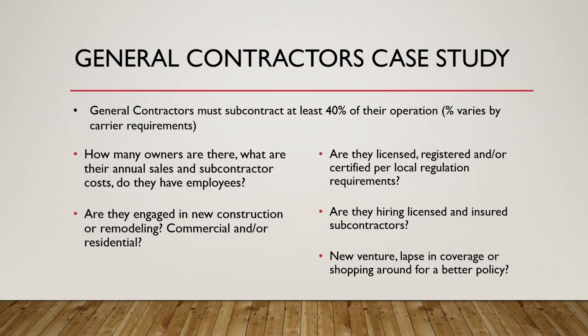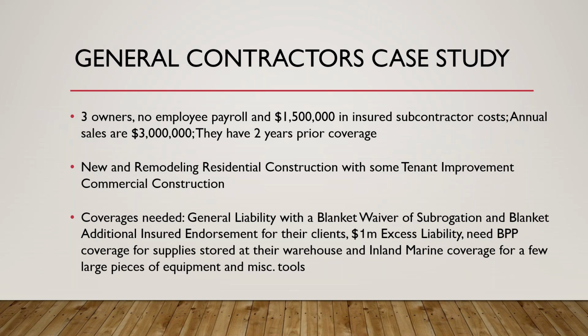All of these will help determine what carriers are available to them and if we have the right market to take them to. So in this general contractor's example, there are 3 owners, no employees, $1.5 million in insured subcontractor costs with annual sales of $3 million. We are at 50% in sub costs, so we can definitely consider them under the GC program. They have a few years of prior coverage, and they're doing a mix of new and remodeling residential work, along with remodeling commercial work.